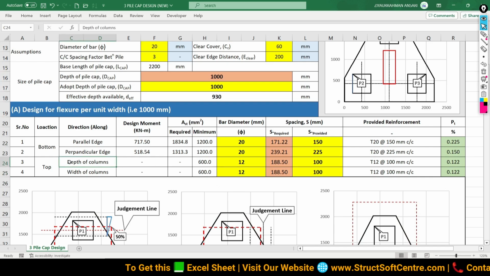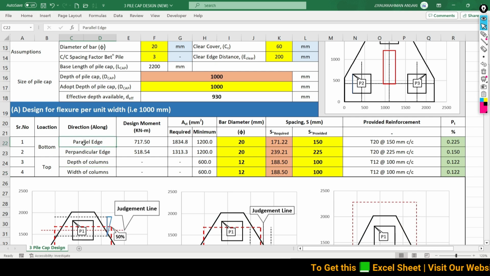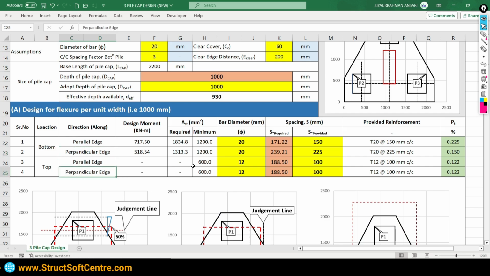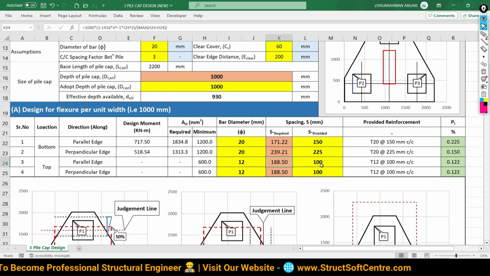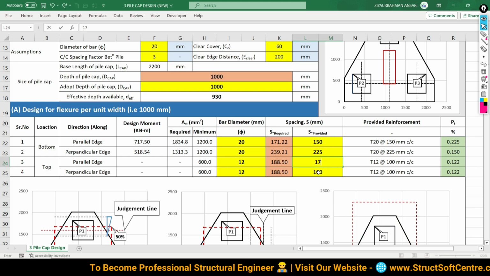Actually we have to correct it. It will be the parallel edge and the perpendicular edge. Now in both directions, along both of the edges, we are going to provide 12 mm diameter bar. Spacing required is 188, so basically we are going to provide 175.